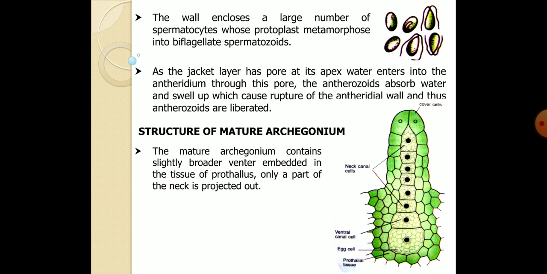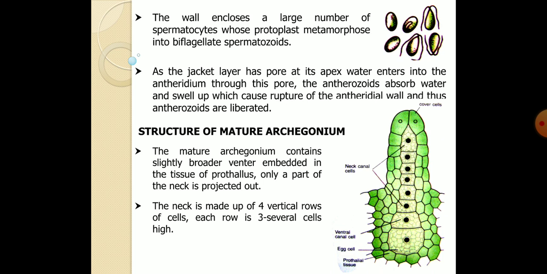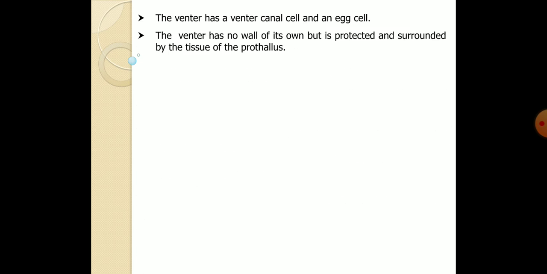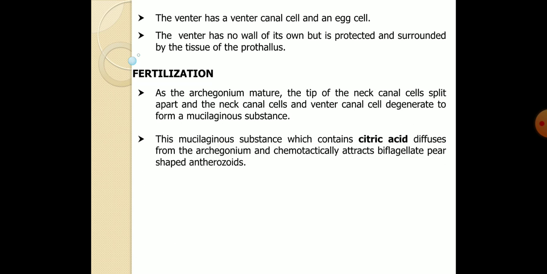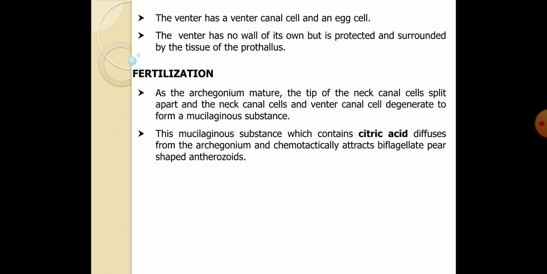archegonia. Usually the archegonium consists of a broad venter, and they consist of ventral canal cells and neck canal cells. They have 3 to 4 layers of neck cells, and usually 1 to 16 neck canal cells will be present in the archegonium, and the venter has the ventral canal cell, and in the center you will find the egg cell. This is the structure of antheridia and archegonia.